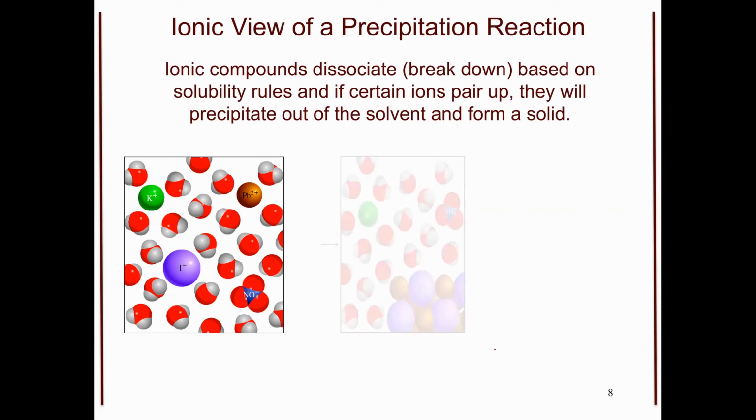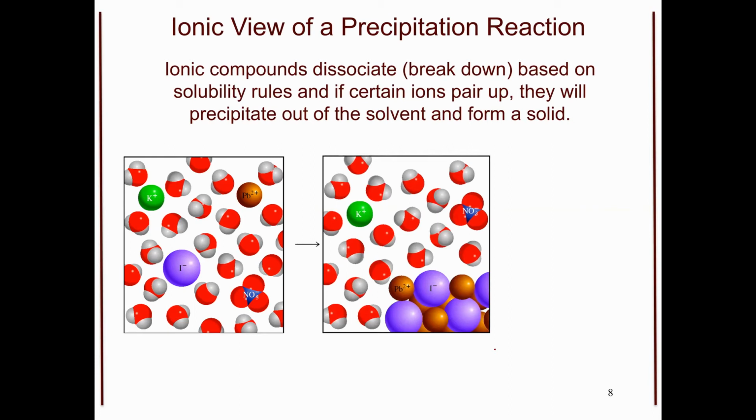The interesting part now is that the lead and iodine are going to be attracted to each other and are going to form a new solid compound. As they start to conglomerate and interact, this is how they form a solid. You will notice that the potassium and the nitrate don't do this. They prefer to be in the aqueous environment.